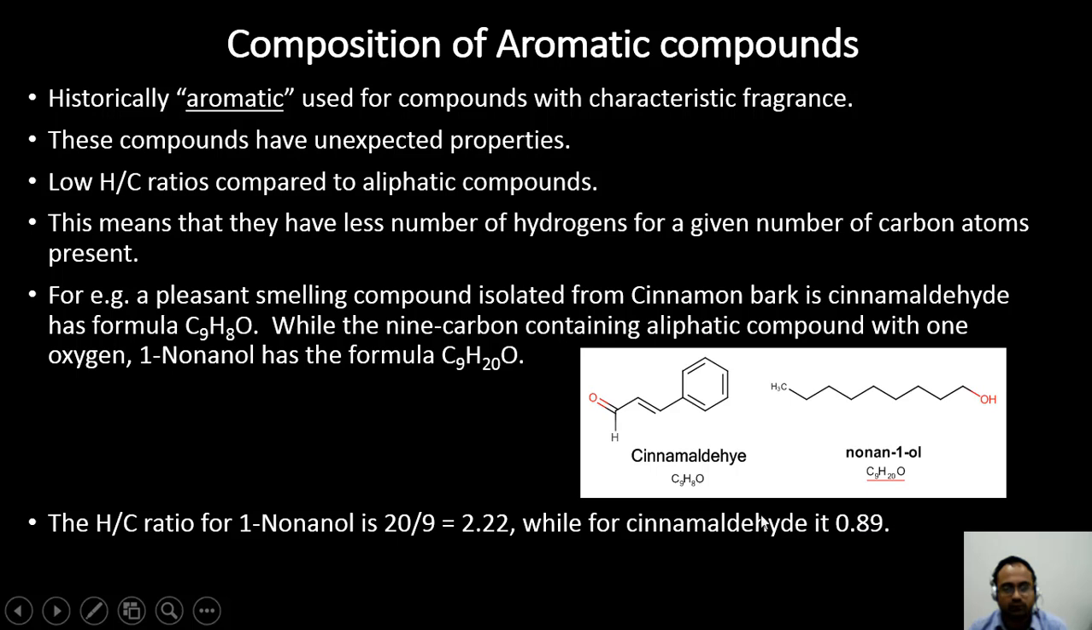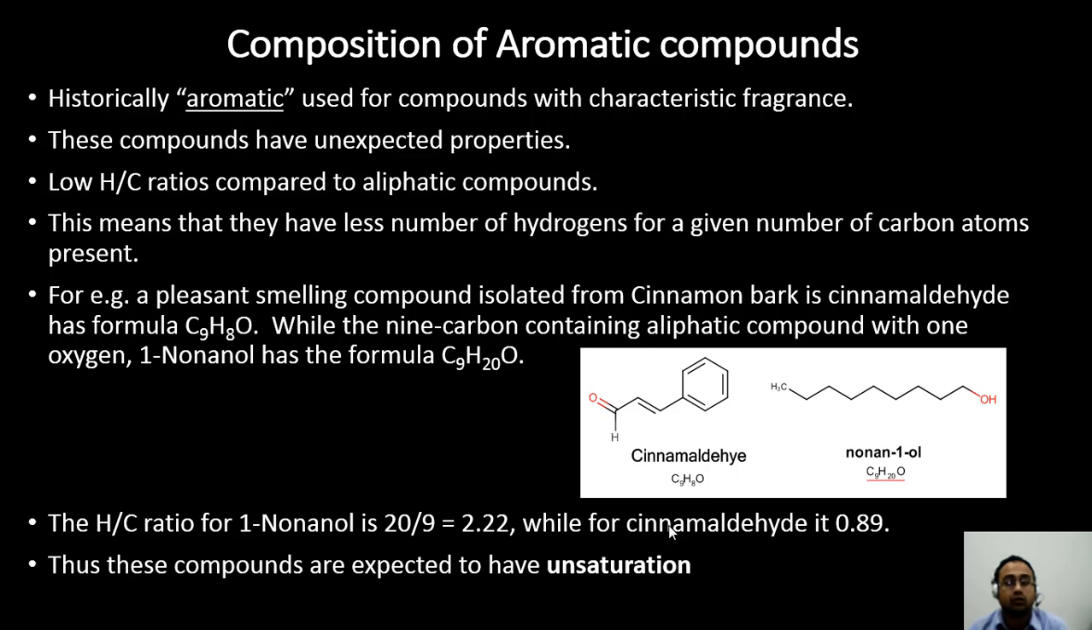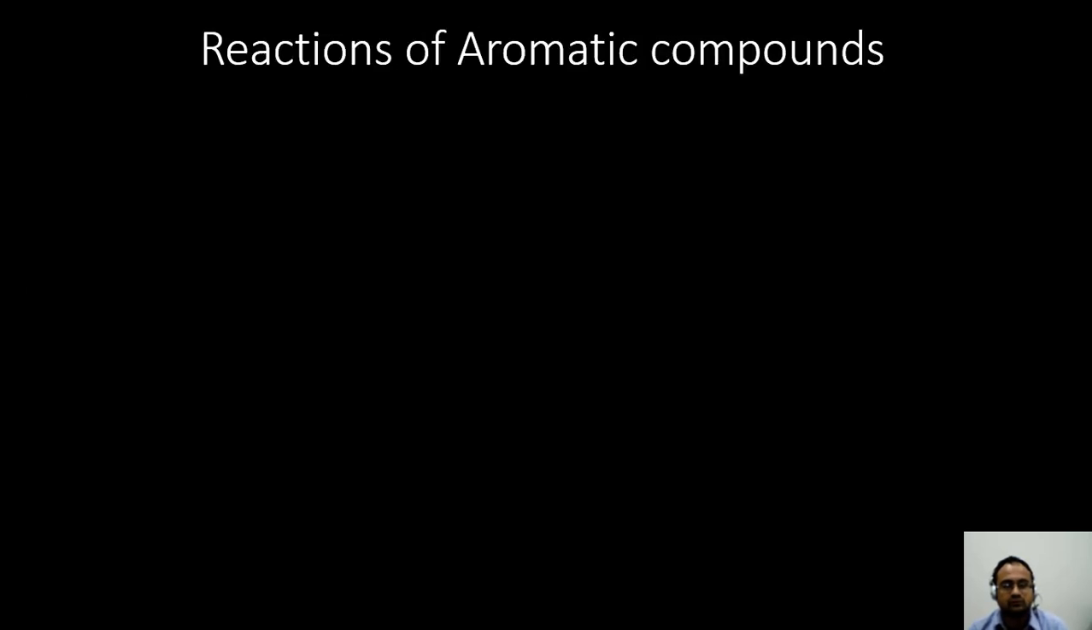So it is quite apparent that aliphatic compounds tend to have higher H by C ratios than the corresponding compounds with aromatic fragrances. Thus, these compounds are expected to have a lot of unsaturation. That means they are expected to have many carbon-carbon double bonds present in them. Now, let us move on to how we can use this information to predict something about their reactions.